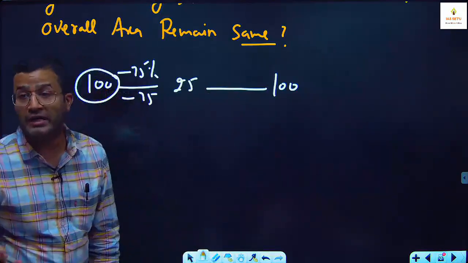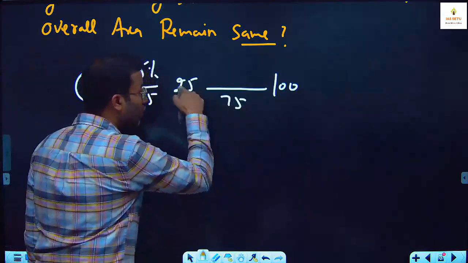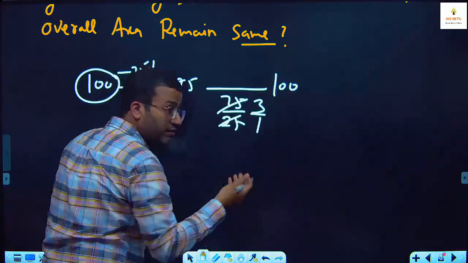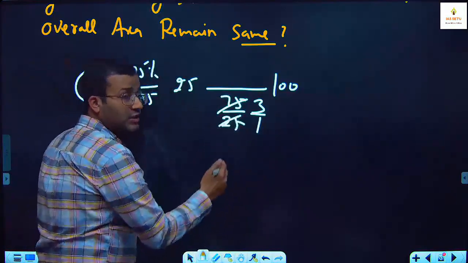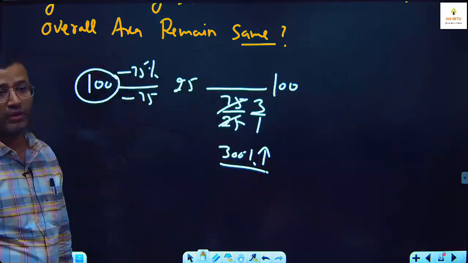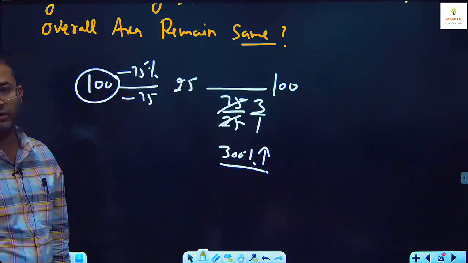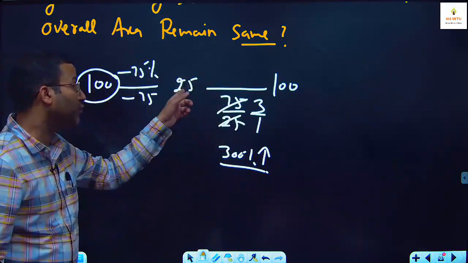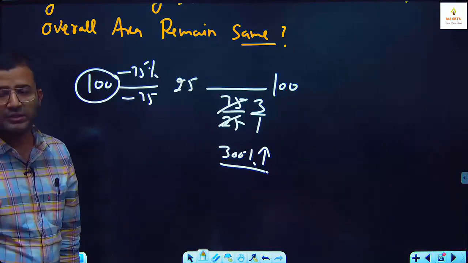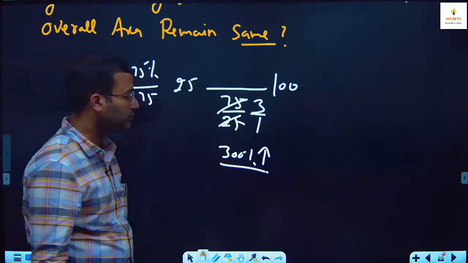From 25 to 100, what we have to do? Increase. कितना? 75 on this 25, it will be the base. So it is 3 by 1 increase. What is 3 by 1? 300% increase in the breadth. So there is an increase of 75 over 25, 3 by 1, 300% increase. Let us practice 2 more questions. अभी आपको और practice की जरूरत है.